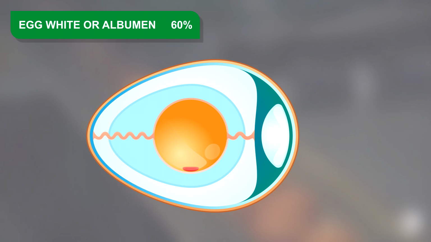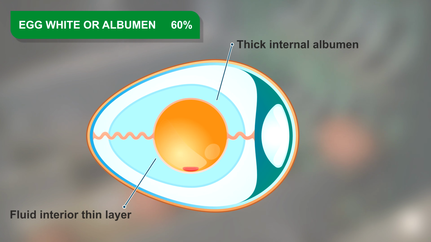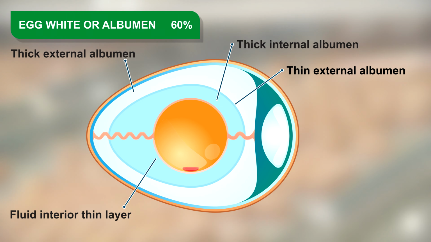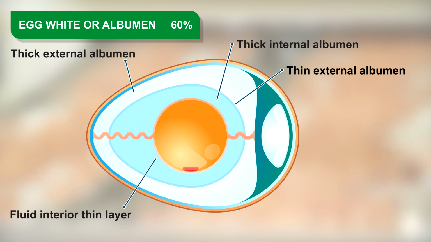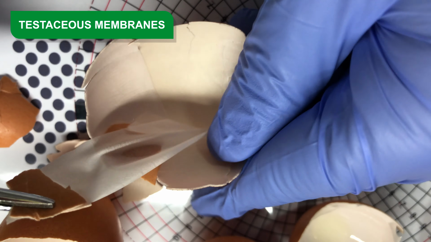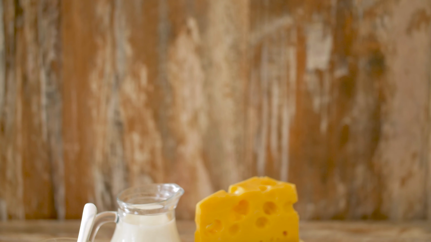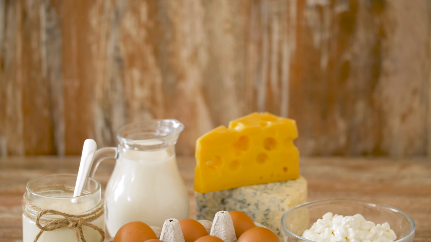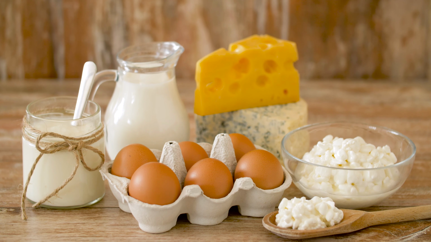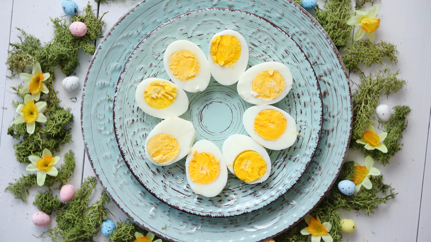Egg white, or albumen. It represents approximately 60% of the total weight of the egg. It is composed of 4 layers that form the so-called albuminoid sac, whose function is to protect the yolk. Testaceous membranes. They are on the inner side of the shell and represent approximately 3% of the egg's weight. In terms of nutritional value, eggs are one of nature's most nutritious and economical foods. It is considered one of the most complete foods because of the balanced proportion of proteins, fats, carbohydrates, minerals, and vitamins it contains.